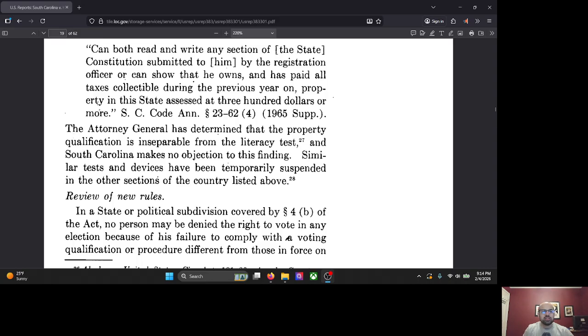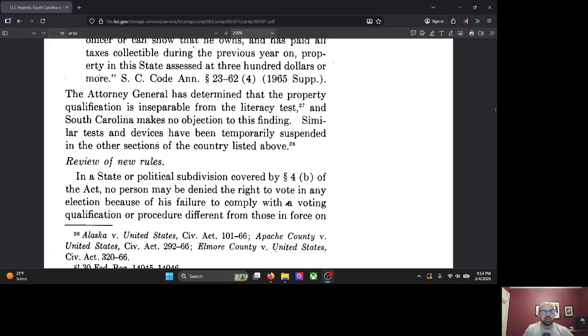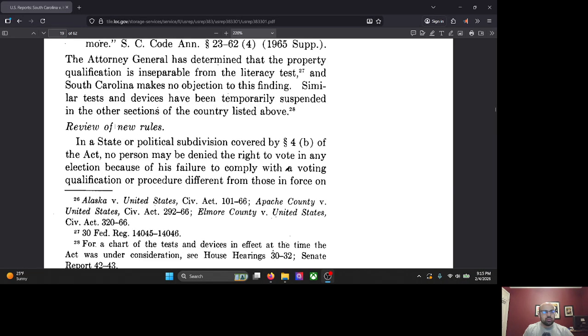The Attorney General has determined that the property qualification is inseparable from the literacy test, and South Carolina makes no objection to this finding. Similar tests and devices have been temporarily suspended in the other sections of the country listed above. Review of new rules.